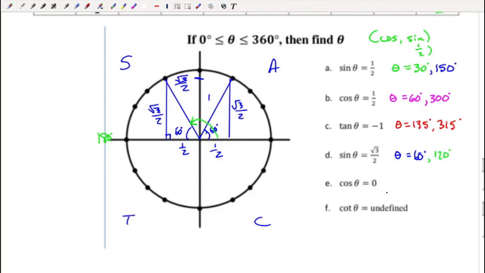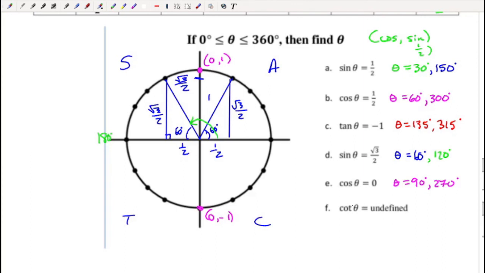Two more to go. Cosine equals 0. So cosine is where my x value equals 0. That's going to happen on these two quadrantals. One up here, this is going to be 0, 1. And one down here, this is going to be 0, -1. So what are my actual angles here? Well, this first one is theta equals 90 degrees. And this one down here, all the way around, is 270.